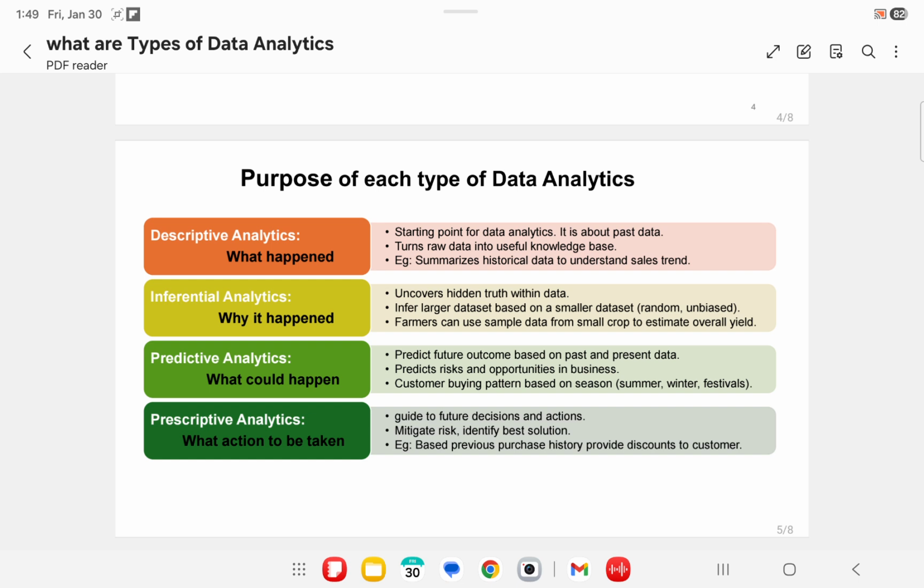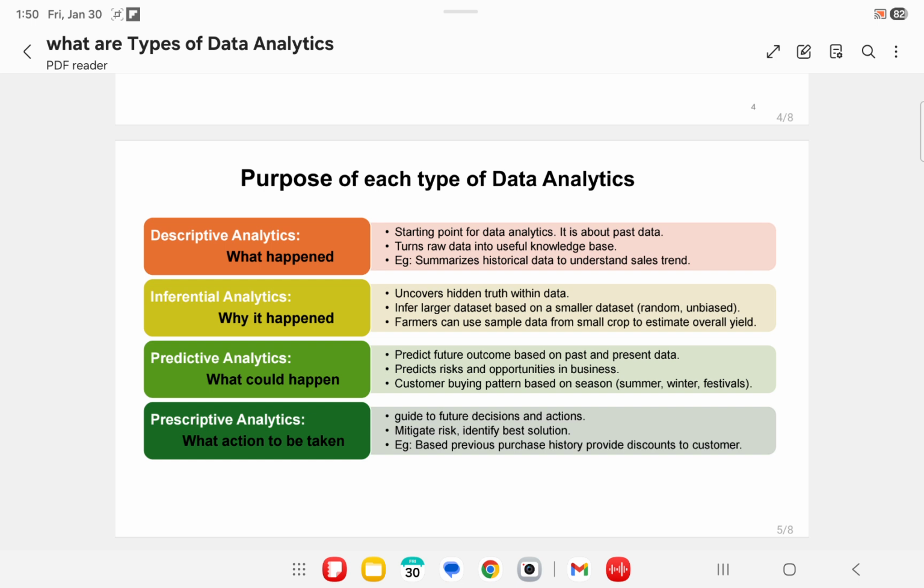Inferential's potential use cases are in the medical field and agricultural sector. Let's say in the agriculture sector, farmers can use sample data from a small crop area to estimate the overall production of the farm. Another example is a sportsperson preparing for a match, say hockey or cricket. The sportsperson's performance in the final match can be inferred based on how well the person is doing in a small test match or during a practice test.